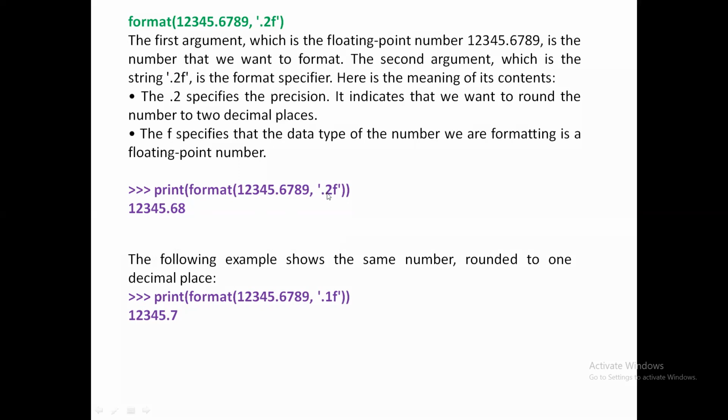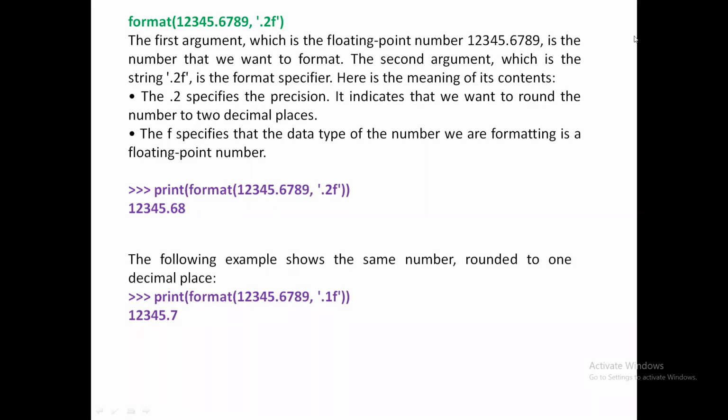Similarly, if you specify it as .1f, it means that you want to display this number with only 1 digit precision. Therefore, 0.6789 will be rounded off to 0.7. You need to observe one thing here. There is no change in the integer part. The integer part will not be changed here. Only the decimal part is rounded to its nearest number. So this is the first thing you need to understand with these formatting options.